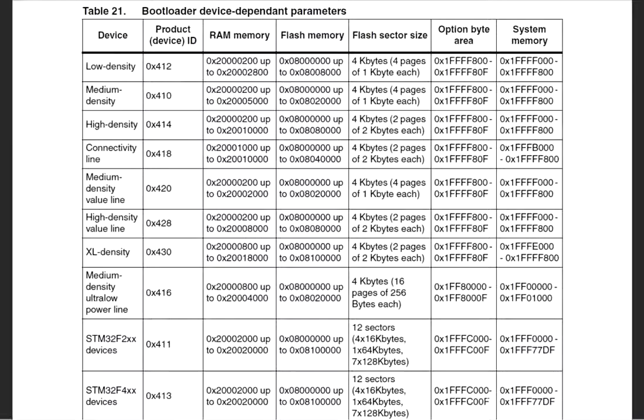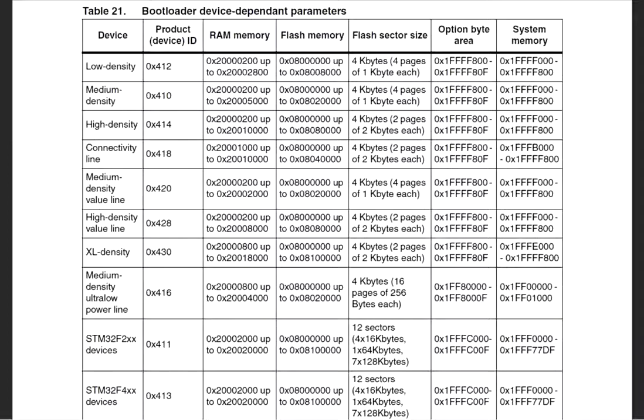Now, in addition to using the boot pins to map the system memory bootloader to the reset vector of the STM32, it's also possible to call the bootloader directly from your application firmware. This may be preferable if you don't have access to the boot pins. The boot 1 pin is used as a GPIO.